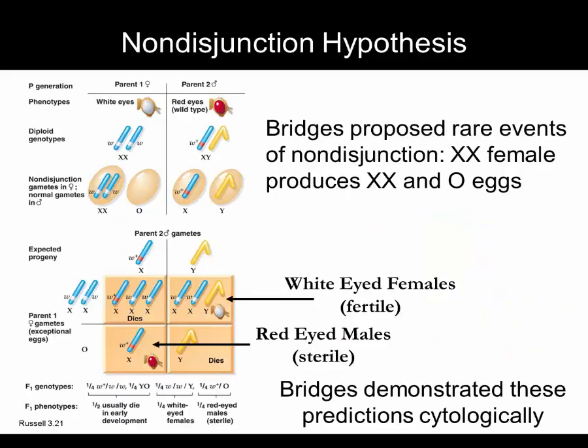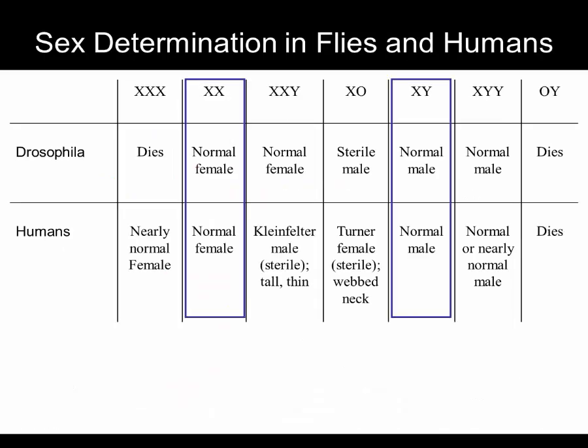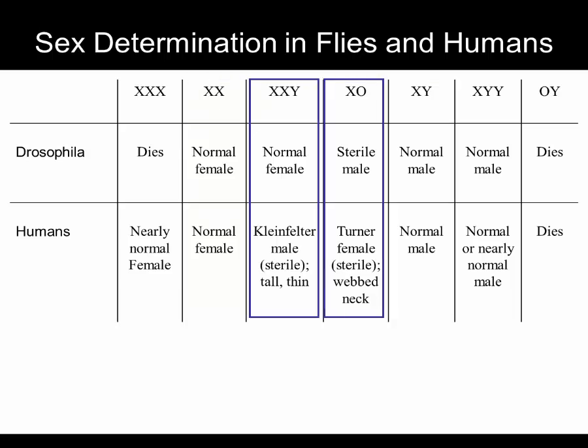Now let's look at the other interesting aspect of the cross. How is the sex of the flies with odd numbers of sex chromosomes determined? This is actually very different in flies and humans. In terms of sex assigned at birth, XX individuals are typical females, and XY are typical males for both people and flies. But XXY flies are normal females, while XXY people are sterile males, with other atypical phenotypes. Meanwhile, XO flies are sterile males, while XO humans are sterile females, also with additional phenotypes.